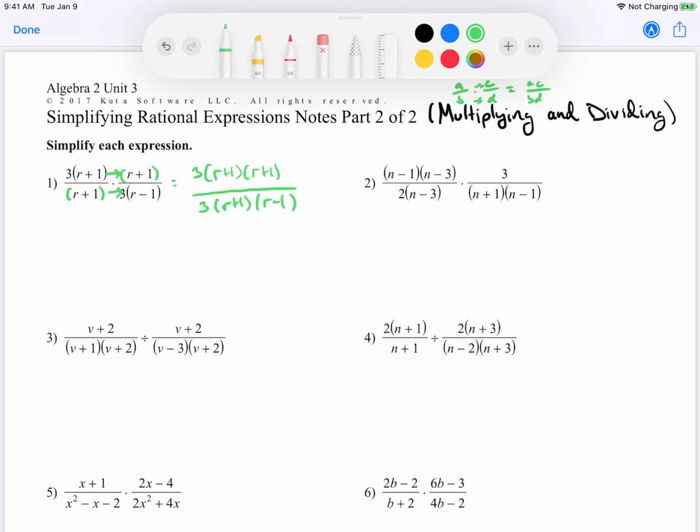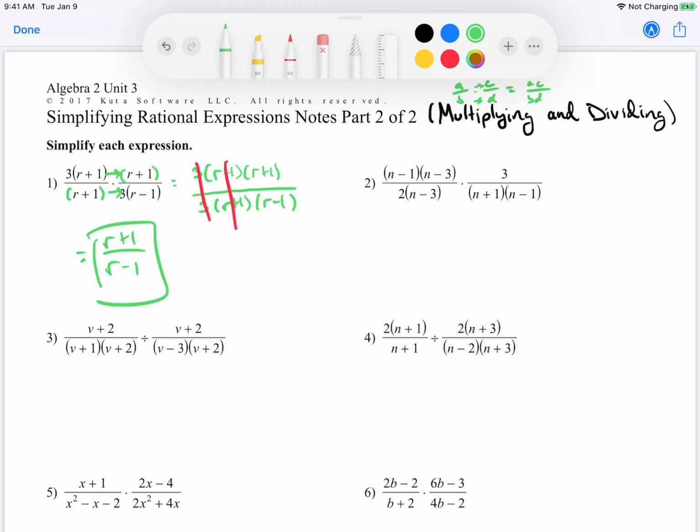Now the reason I had you keep it this way is that you can see now I'm going to simplify. So when I simplify, I think, what can I get rid of here? Well, those 3s become a 1. These r plus 1s, those are removable. And so what I'm left with as far as my expression is concerned is simply (r plus 1) over (r minus 1). That's simplified as far as it'll go, and that's how we multiply.